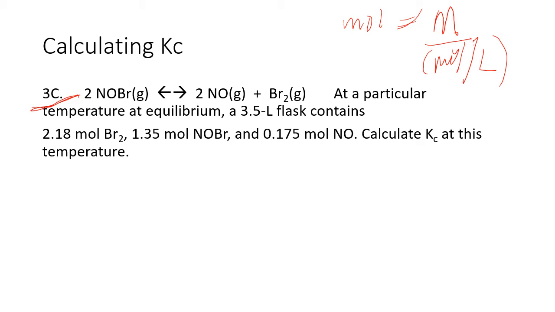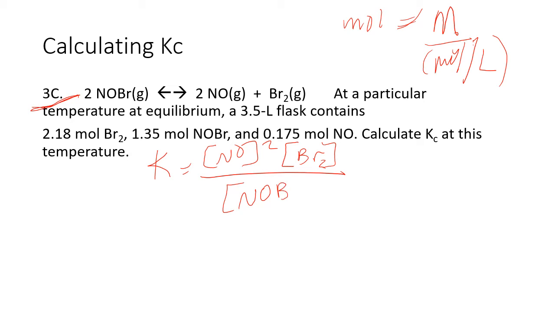So here, I can write my K expression. K is equal to NO squared times Br2 over NOBr squared. To calculate my Kc, I'm going to need to find the concentrations for NO, Br2, and NOBr. They give me my moles and how many liters they're in.